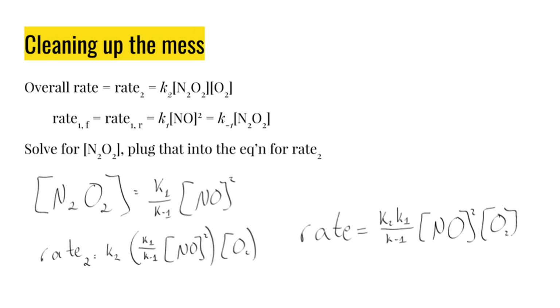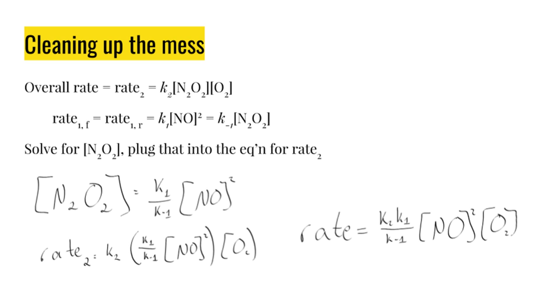So now, with step 1 in hand, we can go ahead and get rid of dinitrogen dioxide. Because we have the forward rate is equal to the reverse rate for step 1, which is K1 times NO squared is equal to K negative 1 times N2O2. So we just solve for N2O2 and we plug that into the rate law for step 2. Because that's the slow step, that's the overall rate for the reaction.